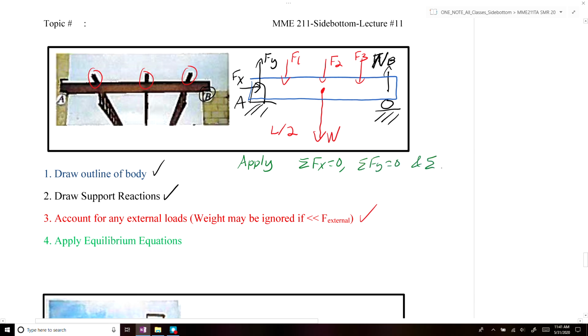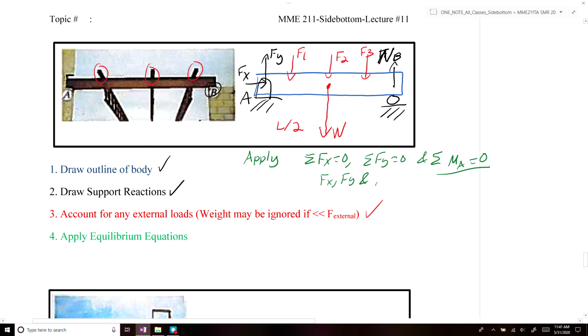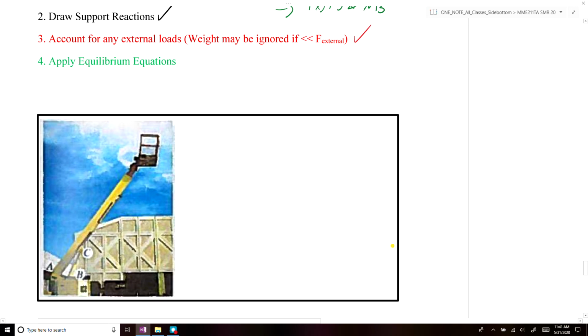And we would sum all of our moments about a point. So in this case, we would sum maybe all of our moments about point A and solve for that. Using those 3, we'd be able to solve for Fx, Fy, and, or sorry, Fx, Fy, and B, for this situation. So that was a simple one rigid body case.